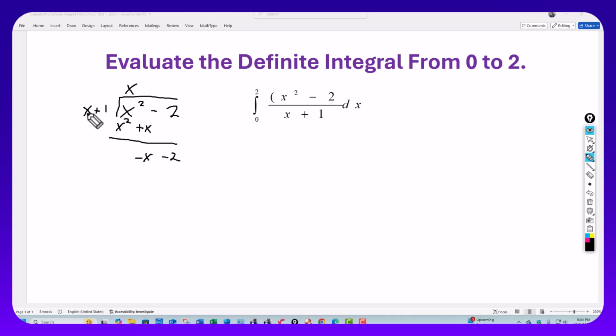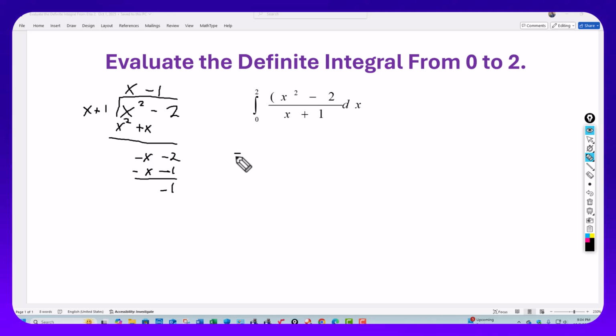Continue. x into minus x is a minus 1. Multiply, minus 1 times the divisor will give me a minus x here. And minus 1 times 1 is a minus 1. And subtract. Negative x minus a negative x cancels. Minus 2 minus a minus 1 will give me minus 2 plus 1. So this will be a minus 1.